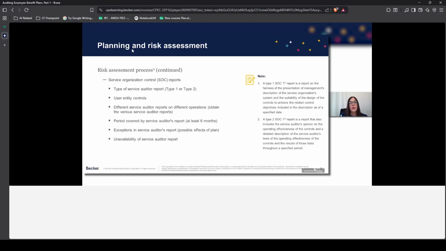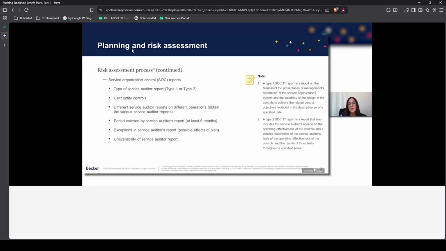Within the SOC report, they will have something called user entity controls. And these are controls that must be in place at the plan sponsor in order to help ensure that the controls at the service provider work properly. So if you're relying on that type 2 SOC 1 report, you're going to have to test those user entity controls to determine that they have been implemented.